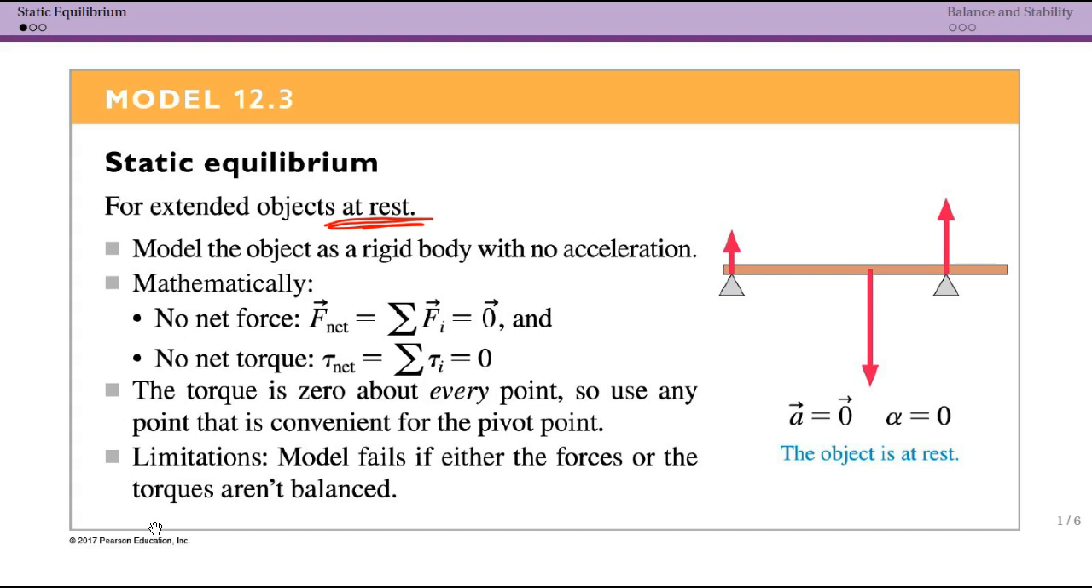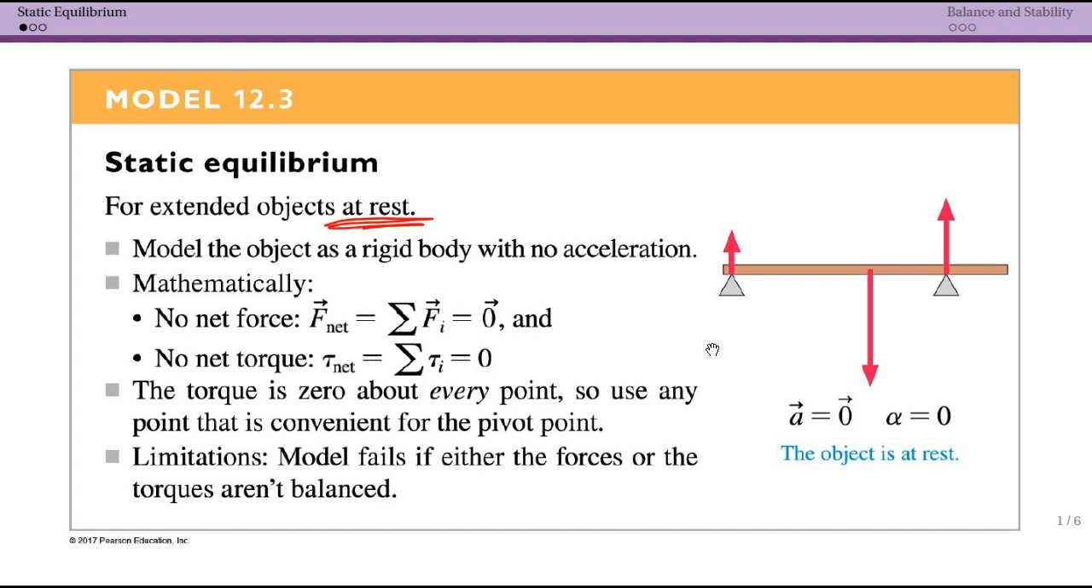So one of the things that's really nice to use here is that you can pick any pivot point you want. And the idea being that it's not actively rotating. Net torque is 0, not rotating, pick any pivot point you want. Now, usually there's going to be some choices that are more convenient for the math, but we'll look at what some of those are. Now, the limitation is that if the forces and torques aren't balanced, if there actually is a net force or net torque, then this model doesn't apply.